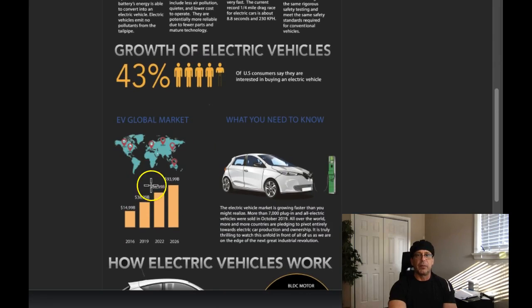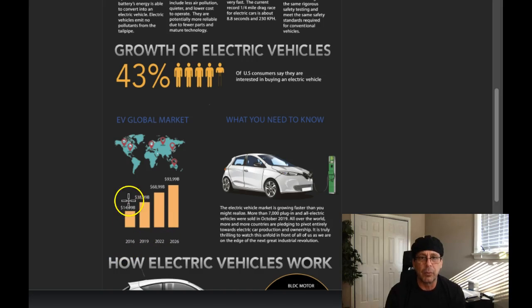Then you have the EV global market. This needs some description here. This doesn't seem to be related with this. You're saying EV global market. What is this saying? Is this saying that this is where electric cars are available? If so, we know that's not accurate, because electric cars are definitely available in South America. And right now, this indicates one location in North America or in the United States for electric cars. So that needs to be accurate.